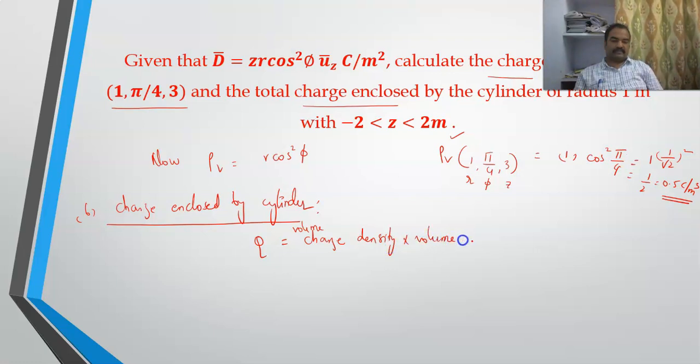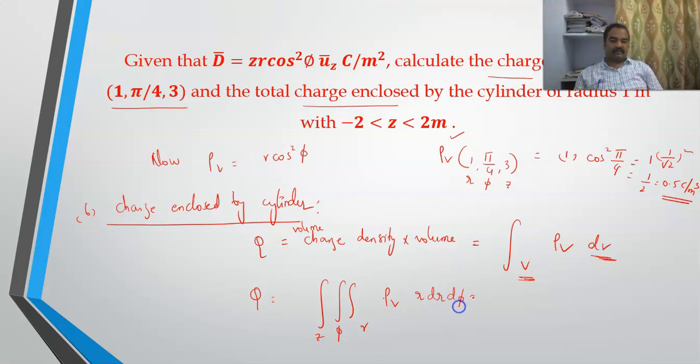Or else you can integrate it over the entire volume, rho v. Okay. So for a cylindrical system, what are the 3 dimensions here regarding the volume? There are 3 dimensions: r, phi and z. Into rho v, this dv, the differential volume for a cylindrical system, is given as r dr d phi dz. Okay, this is the differential volume.